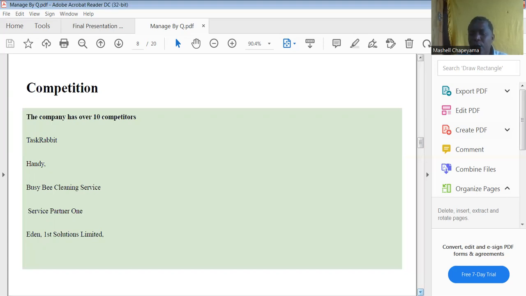Competition. The commercial cleaning sector has a lot of competition. This is because there are so many companies that offer similar services, such as TaskRabbit and BizBee cleaning services, Eden, and others.